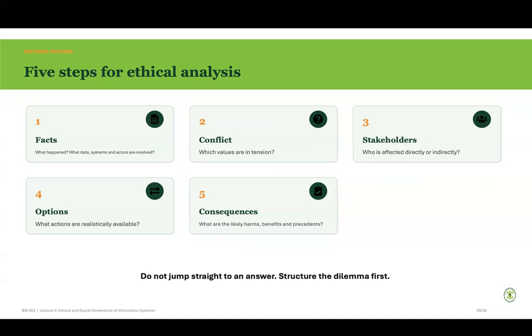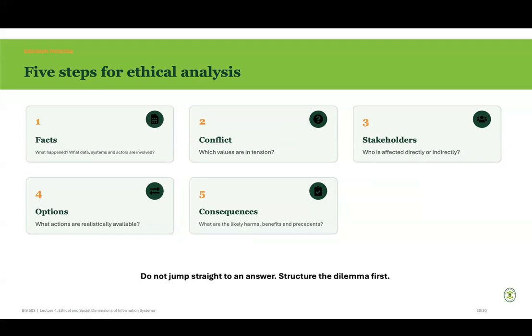When you are confronted with an ethical dilemma, try to follow this. First of all, always establish the facts. In establishing the facts, you always try to ask what happened, what data and systems are involved, what do we know, and what are we assuming. When you have understood the facts, you then move on to the second step: try and identify the ethical conflict.